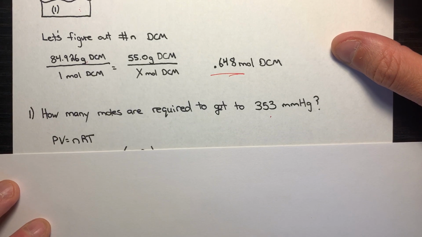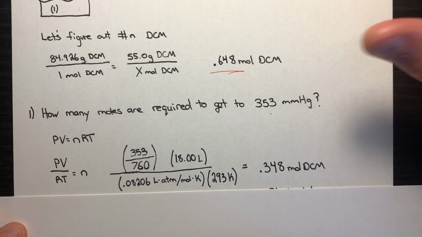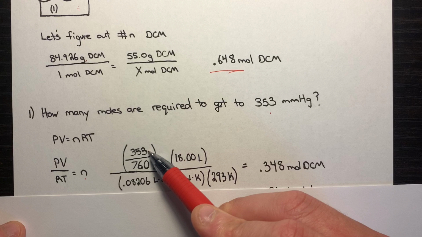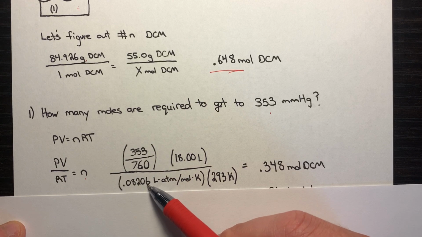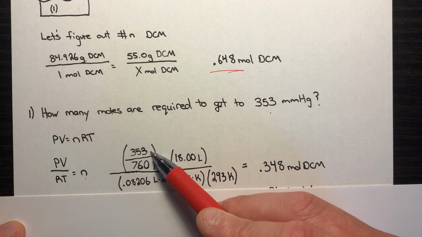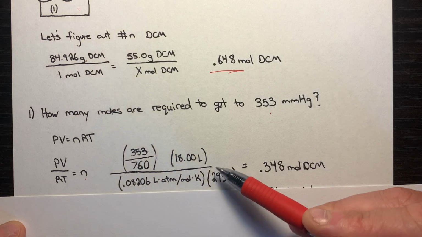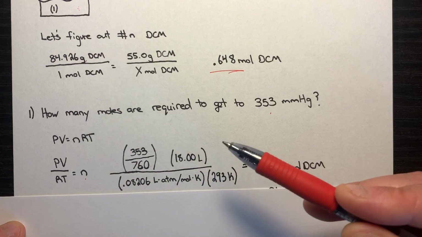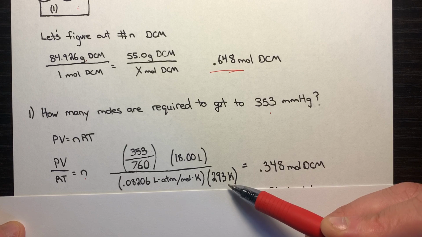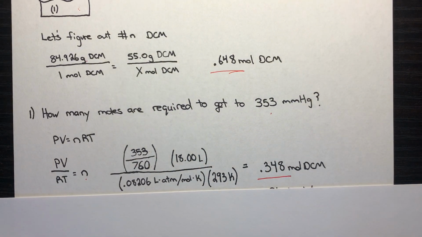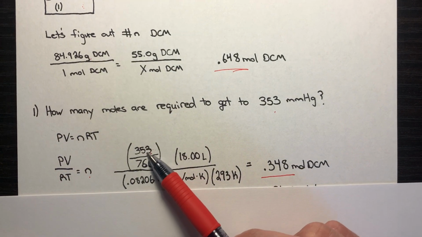So I go back to PV equals nRT. I rearrange that to solve for my number of moles. You have to remember to convert the 353 over to atmospheres, given that we're using the following gas constant. To do that, those millimeters of mercury, we just divide by 760 to get to atm. Again, we're presented with our liter value from the problem. I've converted my 20 degrees Celsius to Kelvin simply by adding 273. And I come up with 0.348 moles of dichloromethane would be required to reach this particular pressure.